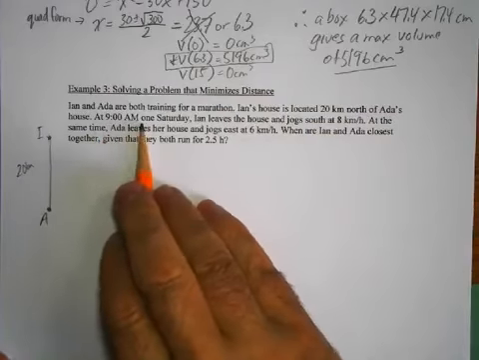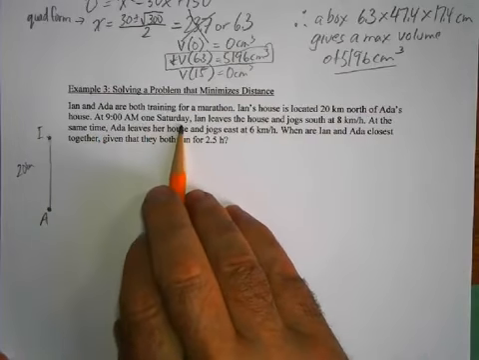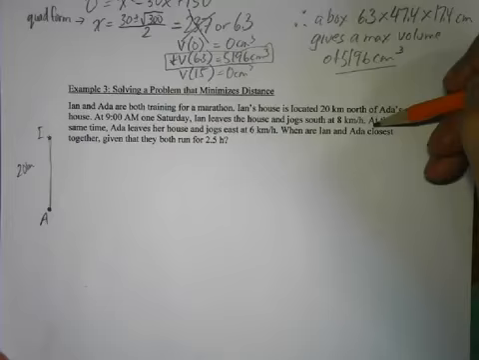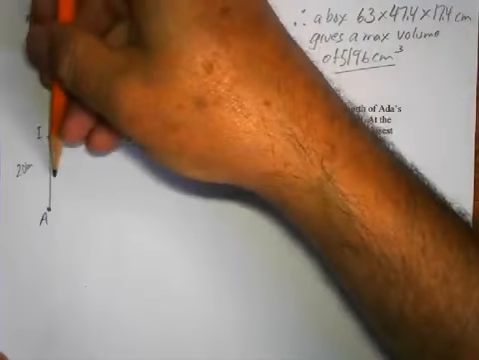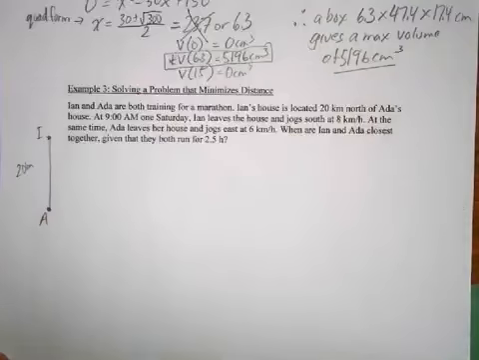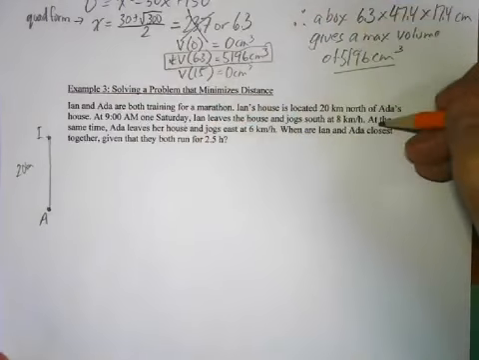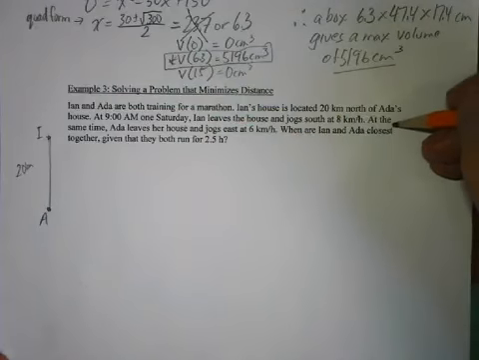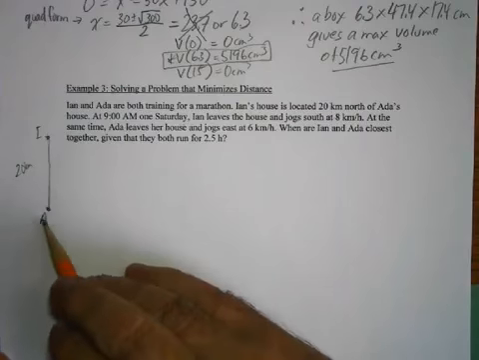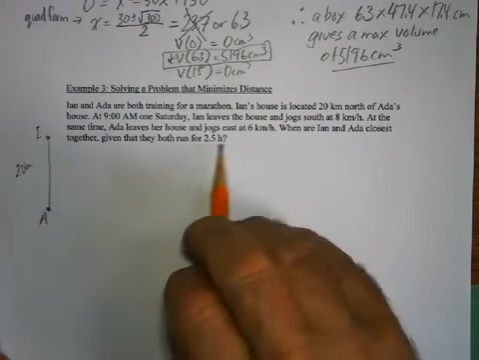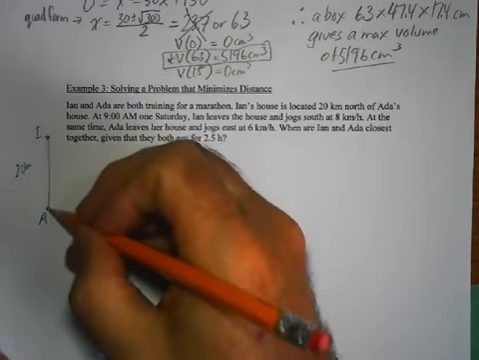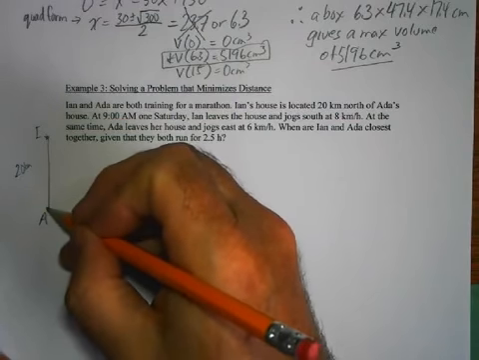At 9 a.m. one Saturday, Ian leaves the house and jogs south at 8 kilometers per hour. So he's headed south towards Ada's house at 8 kilometers per hour. And at the same time that Ian leaves, Ada also leaves her house. She's jogging at 6 kilometers per hour, and she's jogging east. So she's going this way.